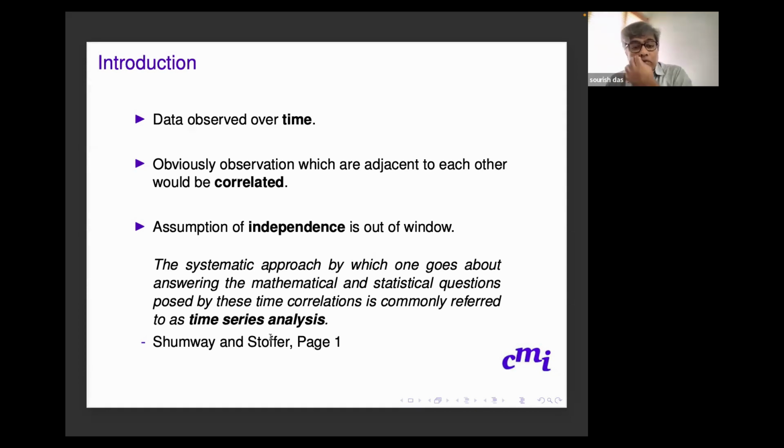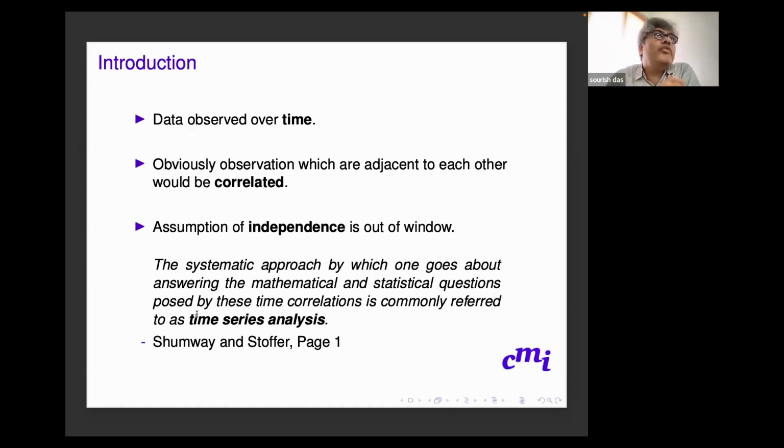In Shumway and Stoffer, page 1, it says that the systematic approach by which one goes about answering the mathematical and statistical questions posed by the time correlations is commonly referred to as time series analysis.